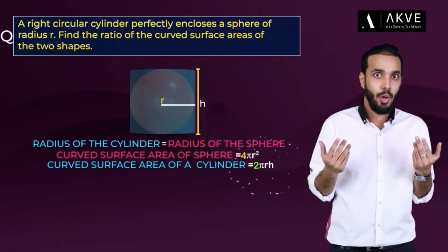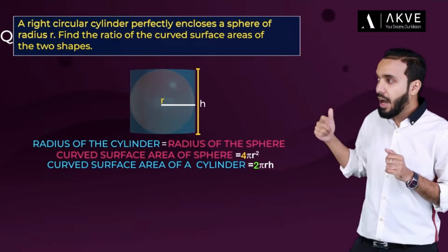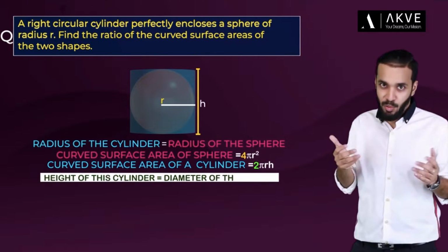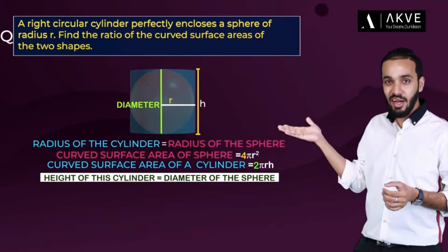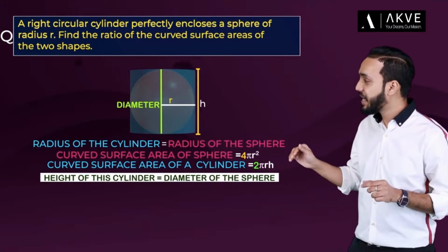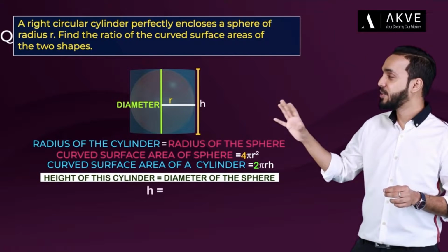Now, what do you think would be the height of this cylinder? Whatever it is, it's going to be the same as the diameter of the sphere, right? So, we can say that h is equal to 2r.